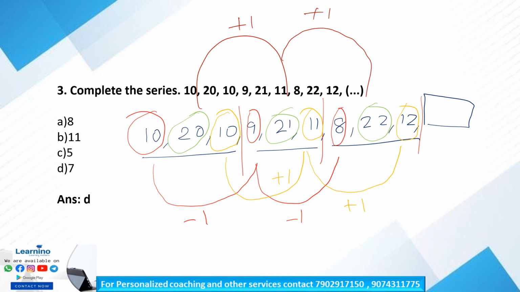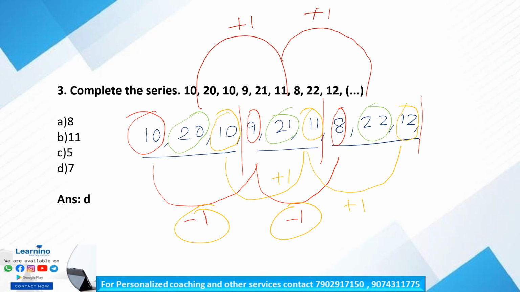Okay, so in between the first numbers of each group, they follow minus 1 and minus 1. For the second numbers of each group, they follow plus 1, and also the third number is following the plus 1 pattern. So what will be the next group of numbers?